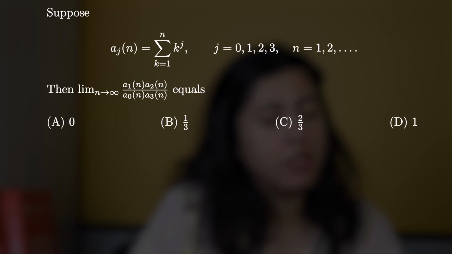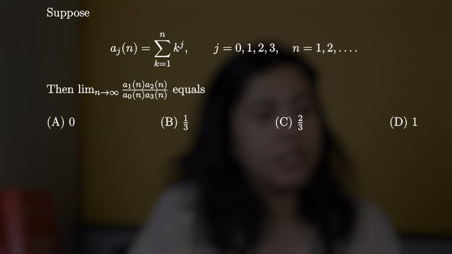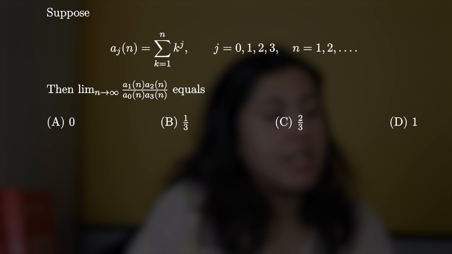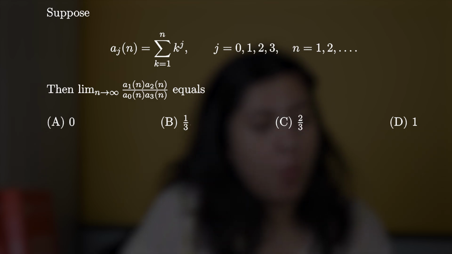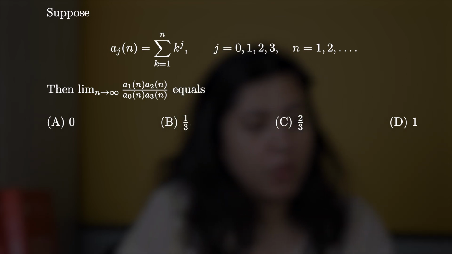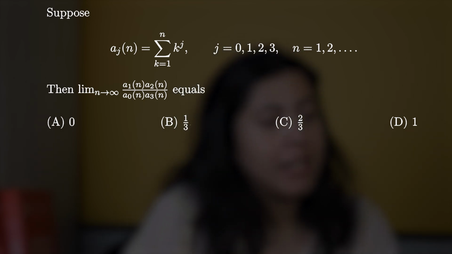So in this question it is given that a_j of n is equal to summation k is equal to 1 till n of k to the power j. So we have to find the limit as n approaches infinity of a1n times a2n divided by a0n and a3n. Let's figure out what are these values.